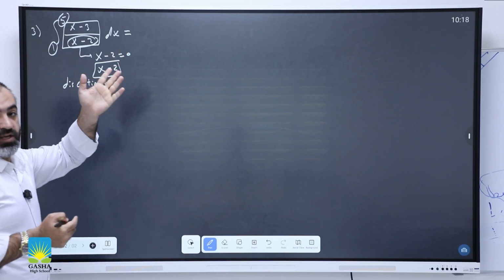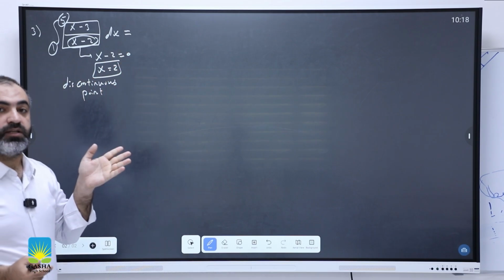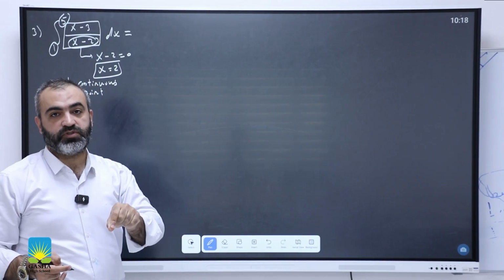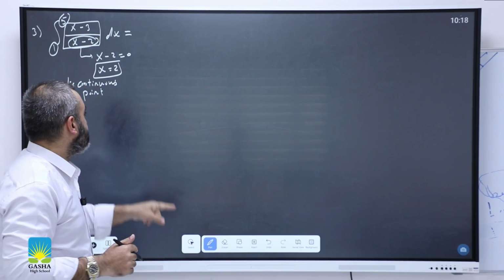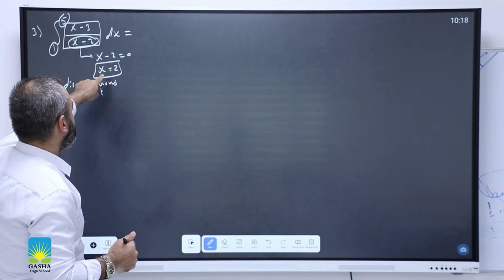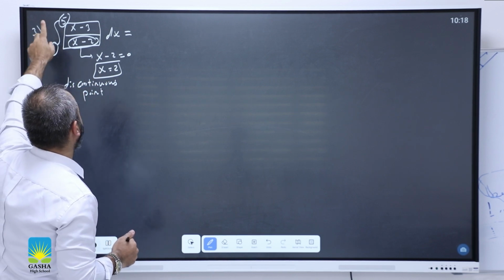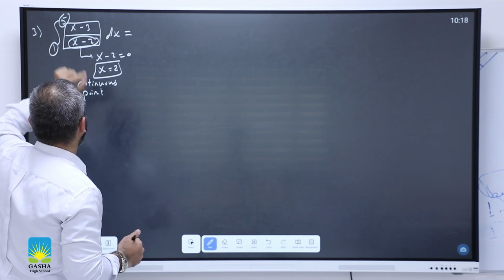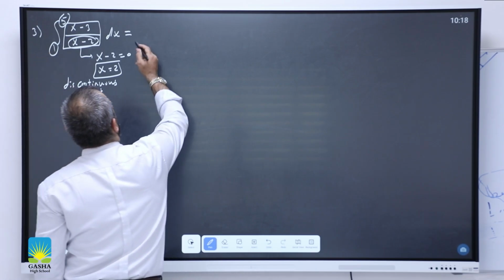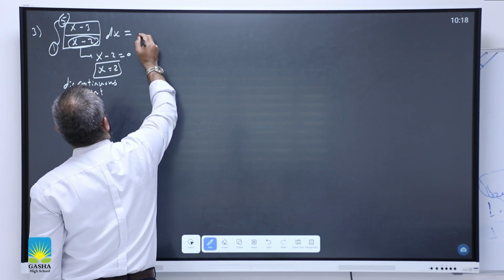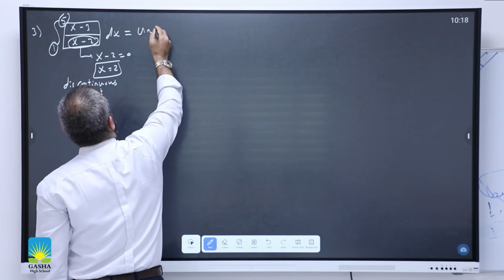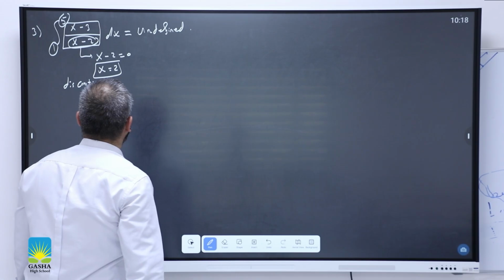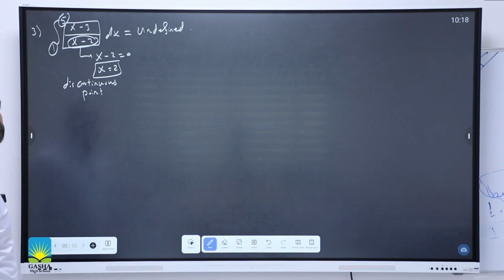The definition of the definite integral says that if f of x is defined on an interval from a to b, it must be continuous between a and b. But here, x equal to 2 is a discontinuous point between a and b, which is 1 and 5. So the integral is undefined. Right? The integral is undefined.